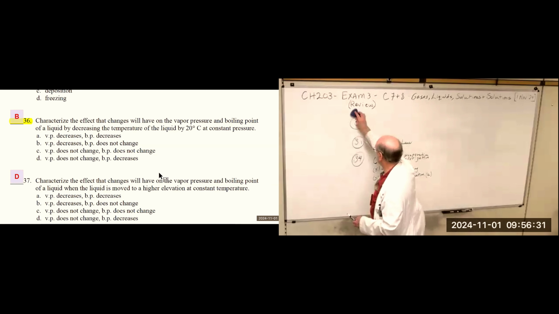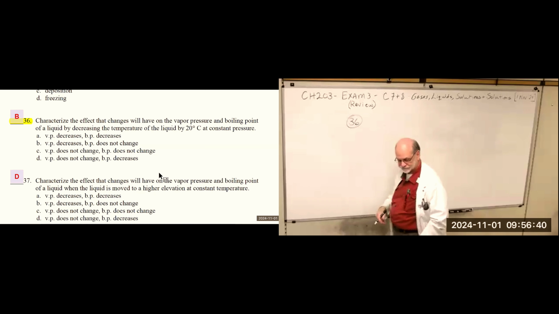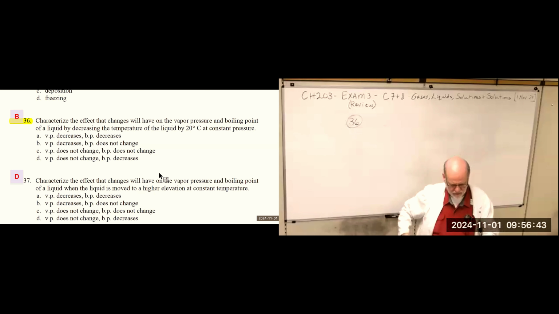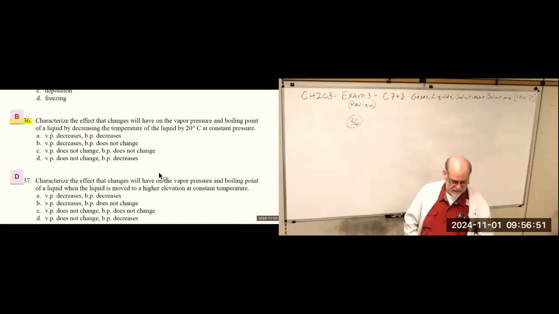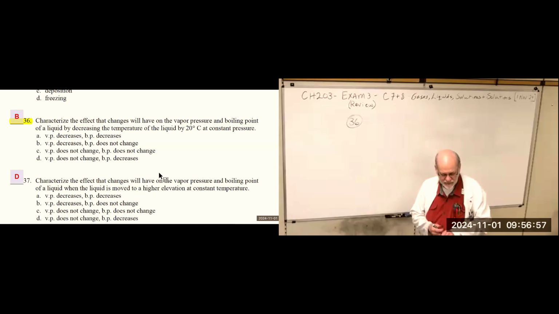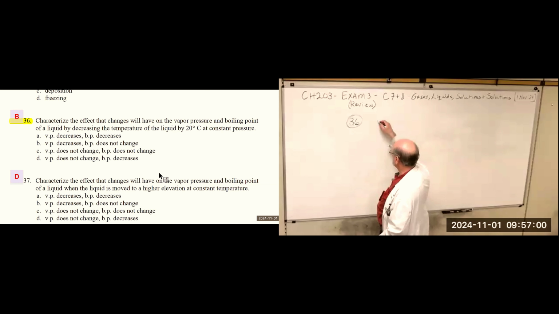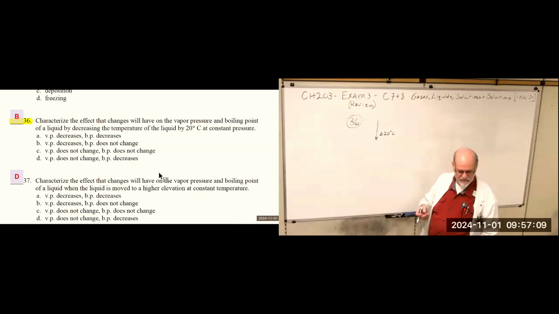36. This one's starting to get a little weak. Characterize the effect that changes will have on the vapor pressure and boiling point of a liquid by decreasing the temperature of the liquid by 20 degrees at constant pressure. Okay. If we decrease the temperature by 20 degrees, what effect will it have on the vapor pressure and boiling point?